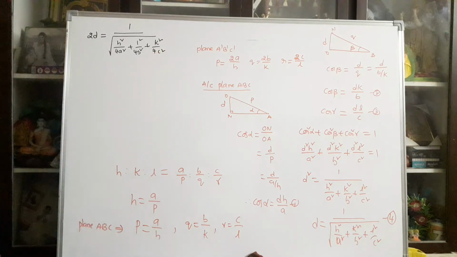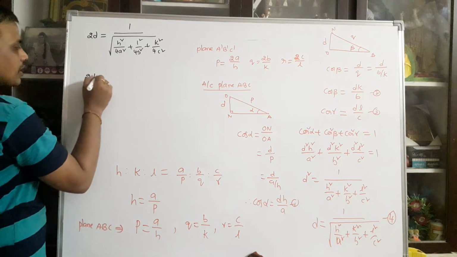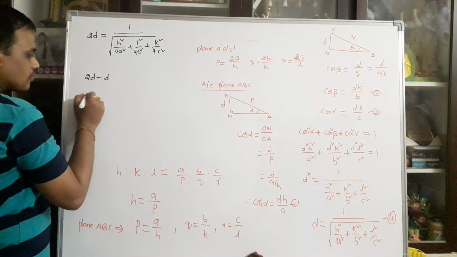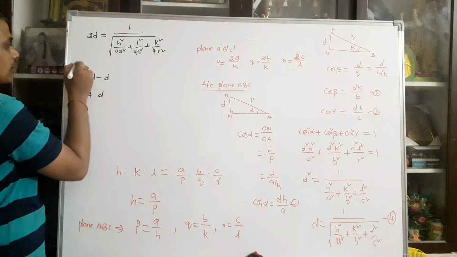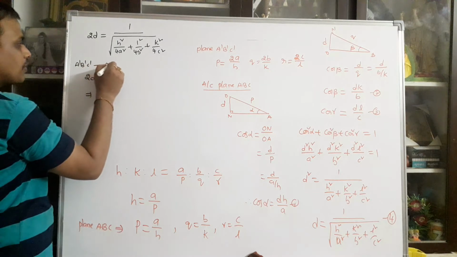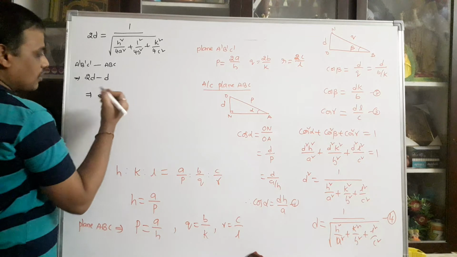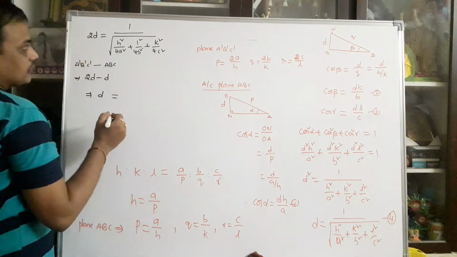What do you want? You can calculate the distance between the planes. Distance between the planes is nothing but 2D minus D. 2D minus D is nothing but D. Nothing but plane A dash, B dash, C dash distance minus ABC plane distance. So D is equal to, finally you get, what is the value?